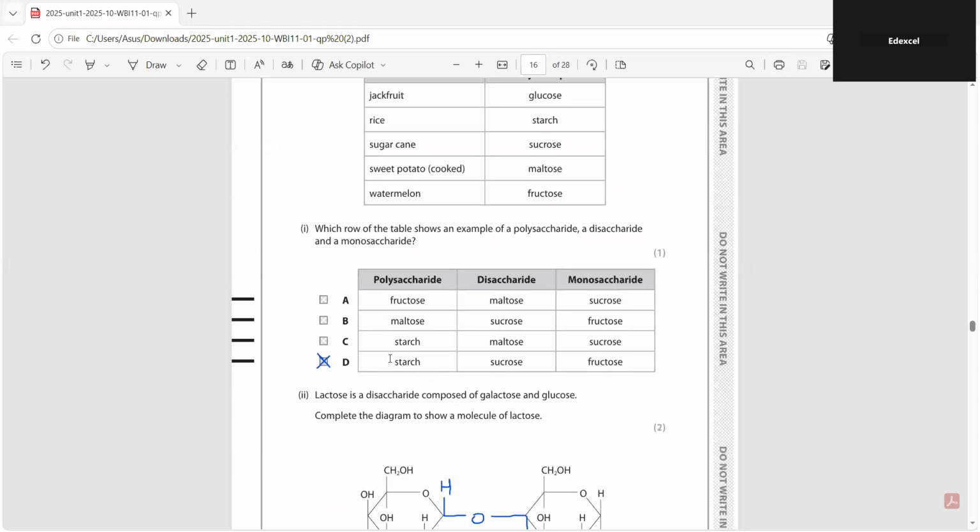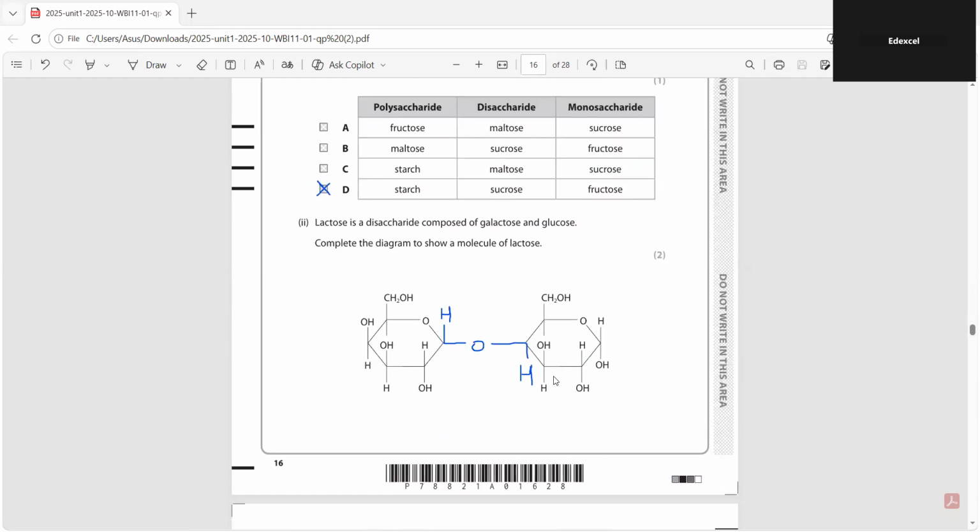You know, starch is a polysaccharide, and maltose and sucrose are both considered disaccharides. For monosaccharide, only fructose is considered in this table. So according to that, starch, sucrose, fructose, the only answer is D. Let's move on to the second one.